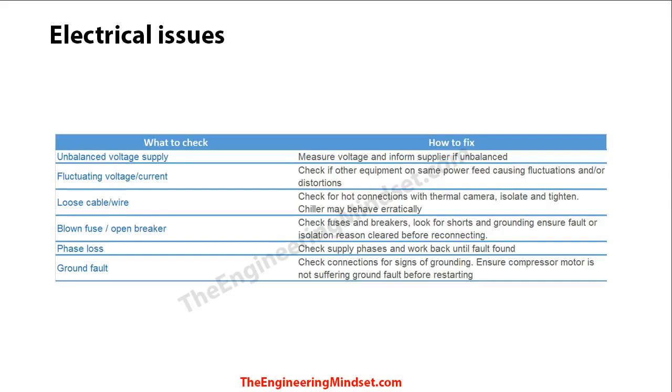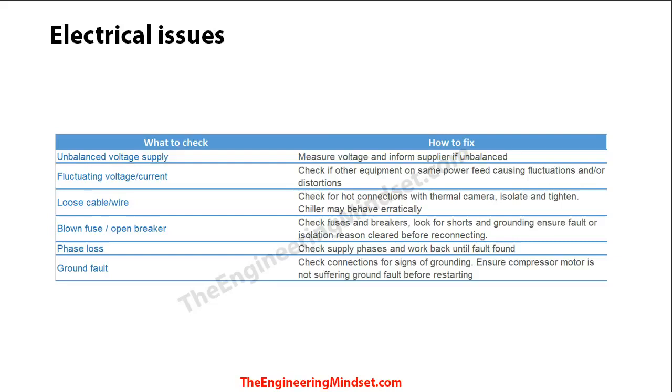Another thing is going to be loose cables or wires. This gets more common after a shutdown, and there's been a lot of work done on the chillers that maybe some things have been unscrewed and haven't quite gone back in as tight as they should do. And this can make the chiller behave quite erratically. One of the easiest ways to check this is just to go around all the connections with a thermal imaging camera, and if you see that some of the screws and the connections are quite warm, then you know that there's going to be a loose connection there.